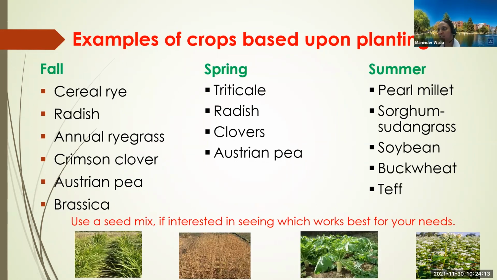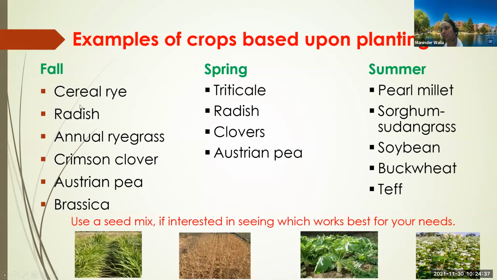These are some examples of the crops, based upon their planting time, that can be included in the crop rotation. The summer annuals are ones that are planted either in the spring or the summer, and they are grown until the end of the season. These are the options that can be pursued under this category.